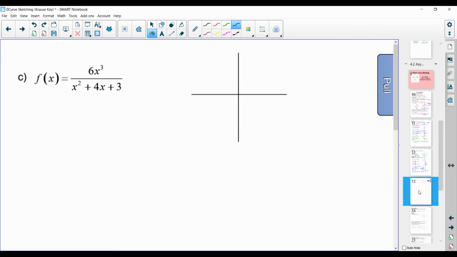All right, so we've got f of x equals 6x cubed over x squared plus 4x plus 3. And so again, the first thing we're going to do is factor this. So we're going to have 6x cubed all over x plus 3 and x plus 1. So that means we have NPVs at x equals negative 3 and x equals negative 1.